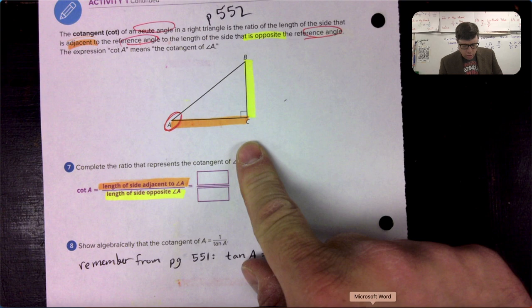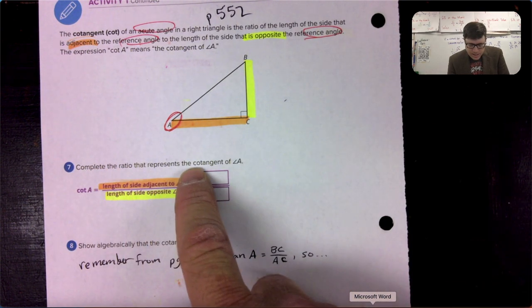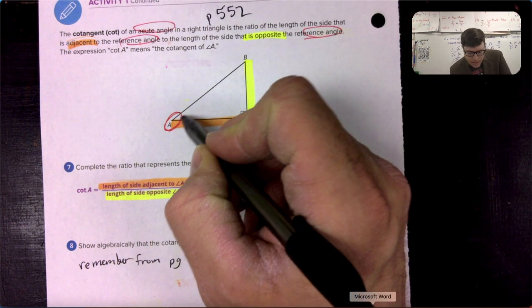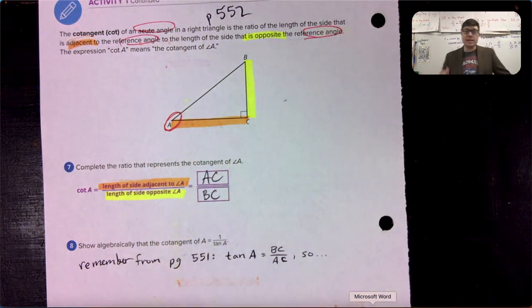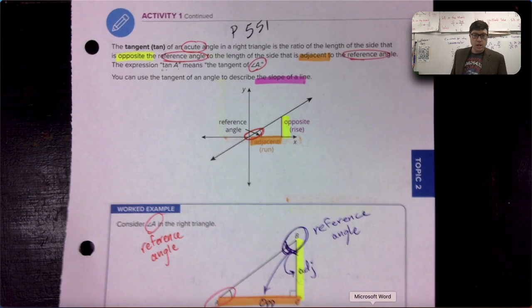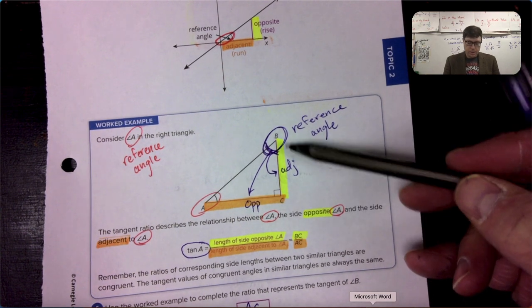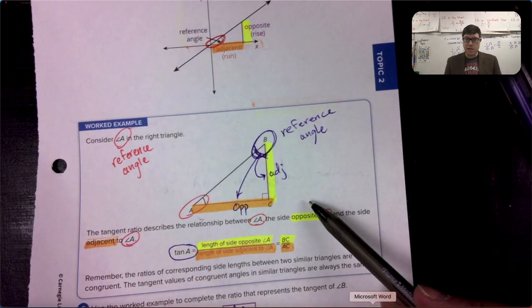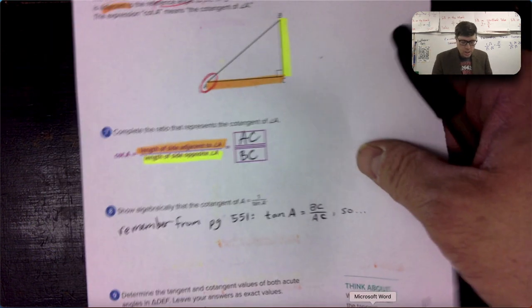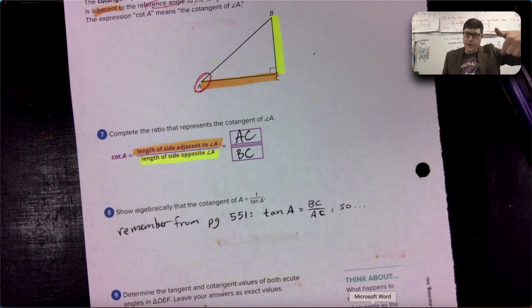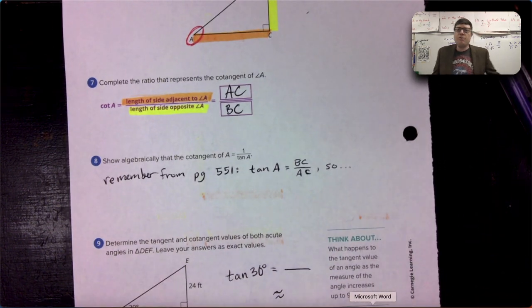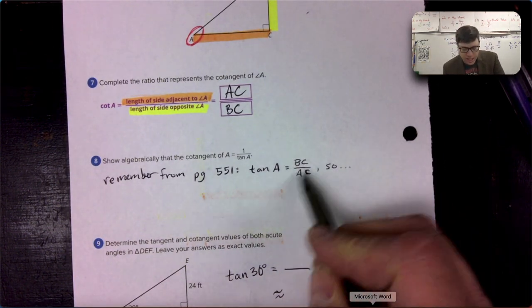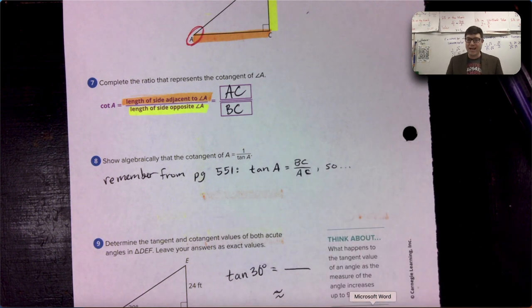In this triangle, the ratio that represents the cotangent of angle A would be AC over BC, because that's how a cotangent is created. Reminder, on page 551, we talked about tangent being yellow over orange, if color scheme works. I hope it does. I hope you're highlighting. In this case, cotangent, the fraction is flipped, orange over yellow. We can algebraically show how they are the same. In the previous page, tangent of A was BC over AC.